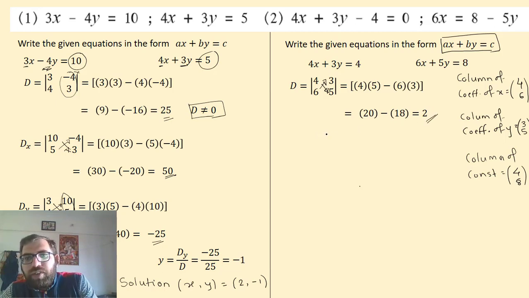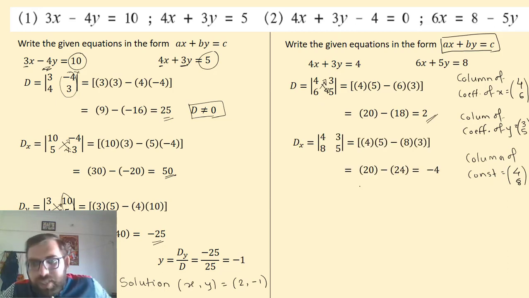Then you have dx. How do we get dx? By replacing the column of x in d by the column of constants. So the column of constants is 4, 8. So we will replace the column of x, that is 4 and 6, by the column of constants, that is 4 and 8, to get dx. So this is your dx. Dx is 4, 8, 3, 5. How to get the answer of this? So 4 into 5 minus 8 into 3. So 4 into 5 will be 20.